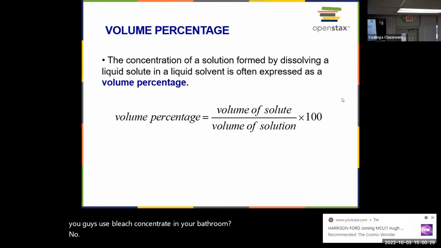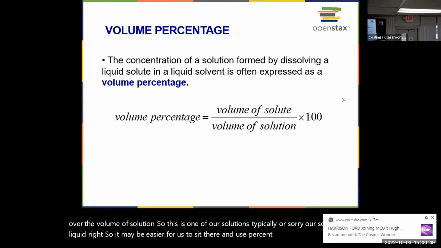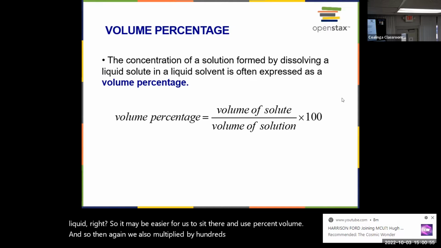The other thing that we use is called percent volume. So it's the volume of a solute over the volume of solution. This is when our solute is a liquid, right? So it may be easier for us to use percent volume. Then again, we also multiply it by 100 since it's a percentage, right?